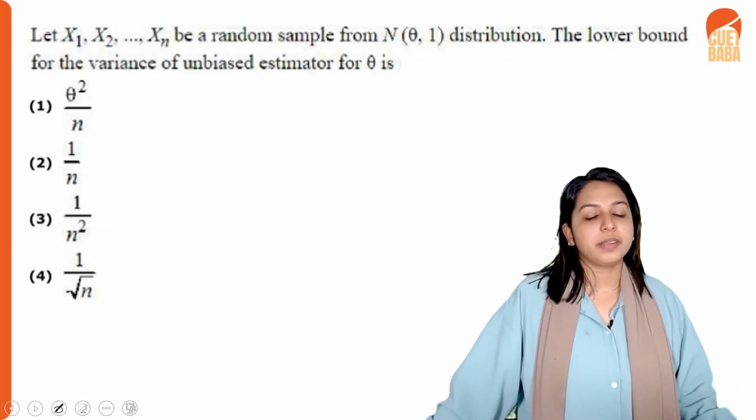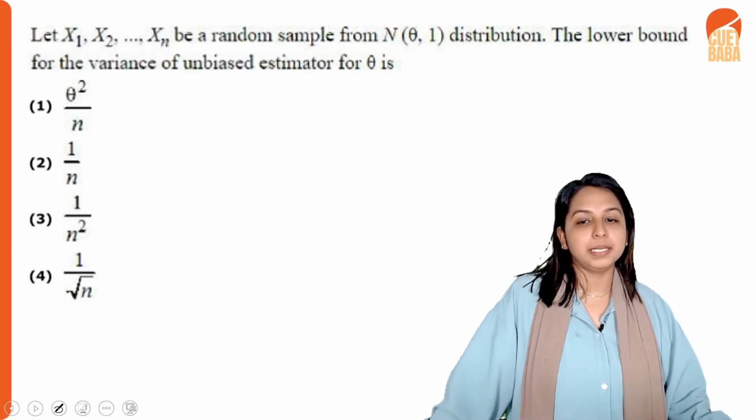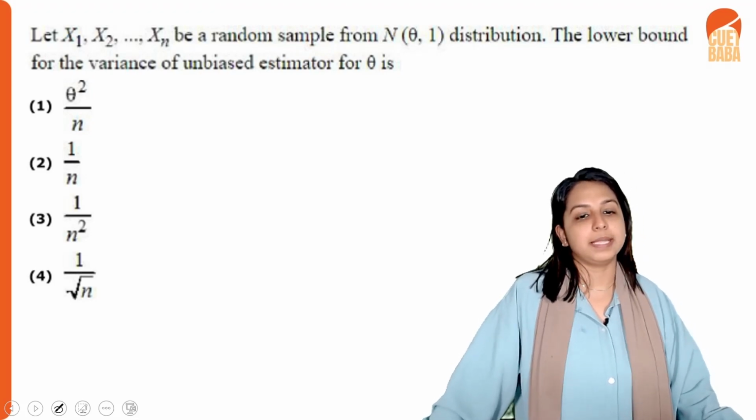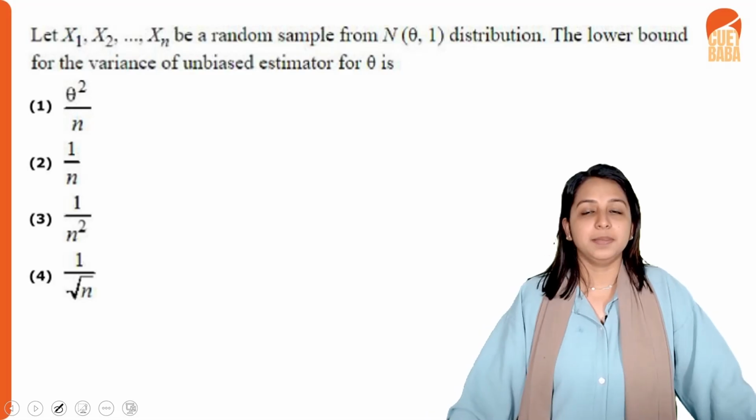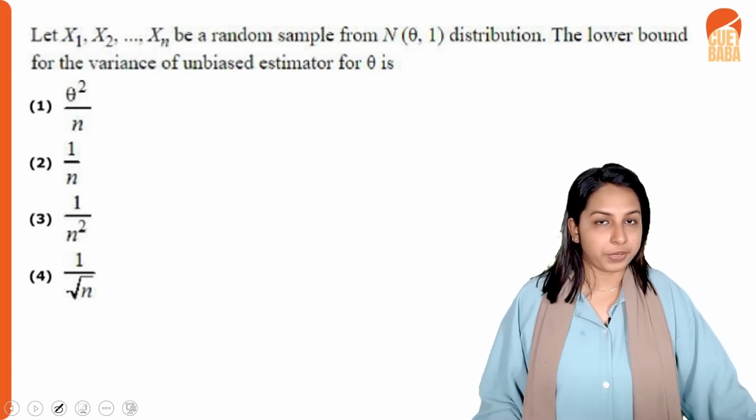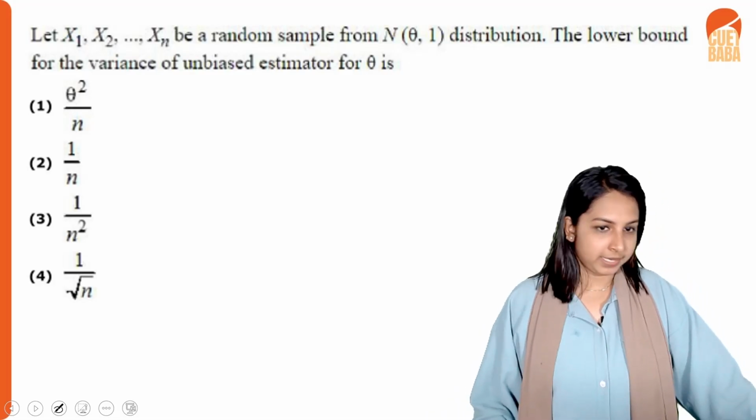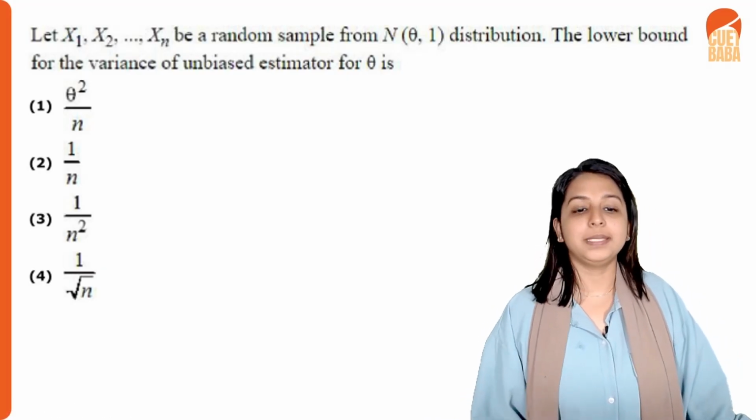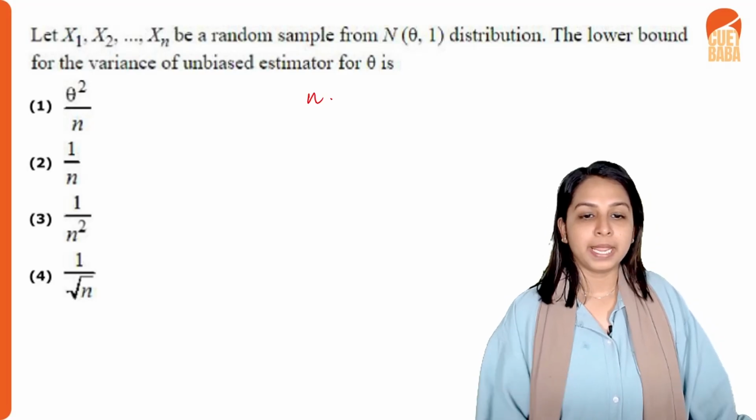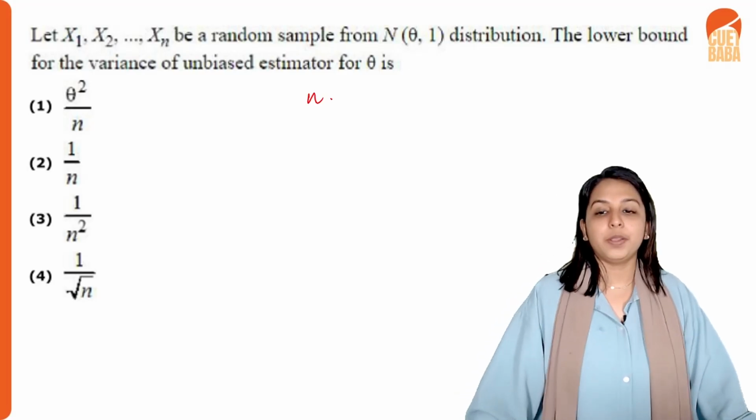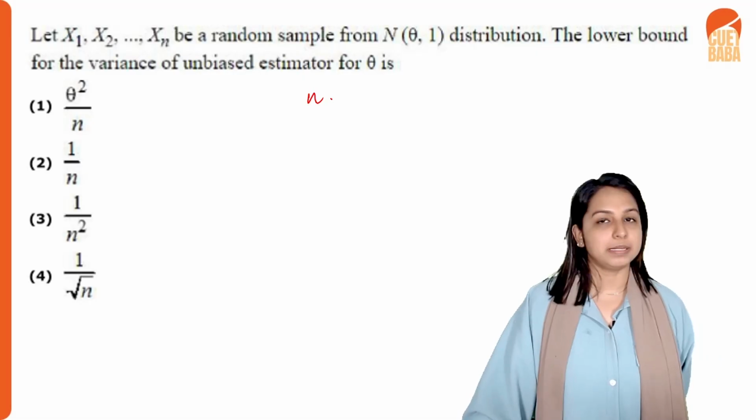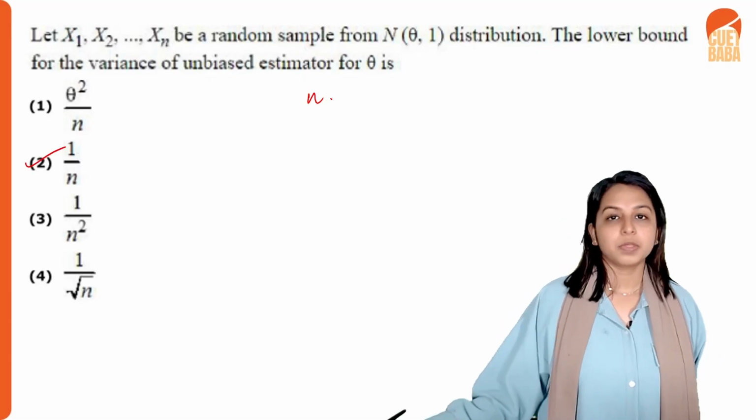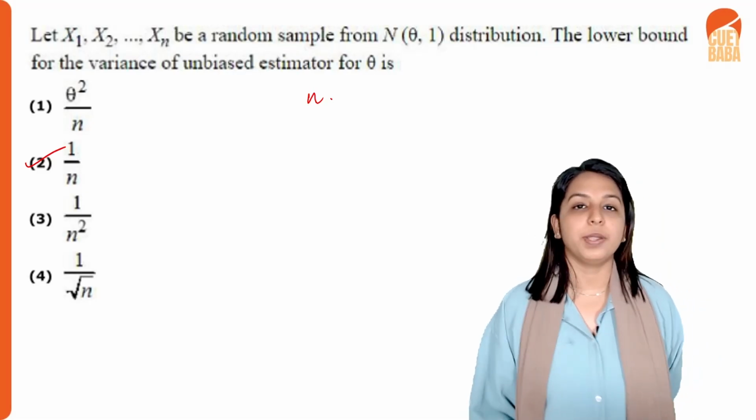Let x1, x2, etc. xn be a random sample from a normal theta, 1 distribution. The lower bound for the variance of an unbiased estimator for theta will be? Again, we have a direct question. We have a random sample x1, x2, etc. xn from normal theta, 1, that is, the sample size will be n. And we have to find the lower bound for the variance of an unbiased estimator, and that will be equal to 1 by 9. Option 2 will be the right answer, that is 1 by 9.